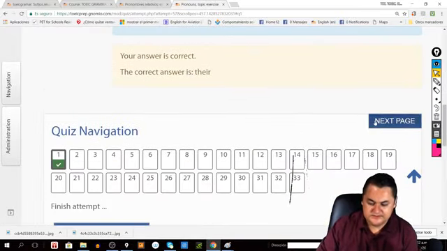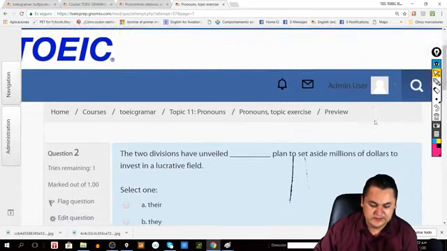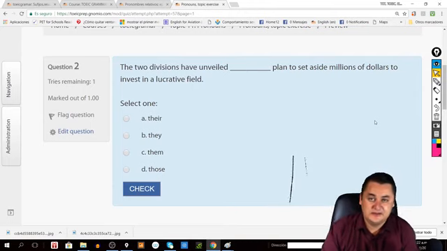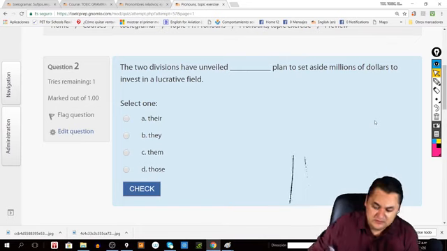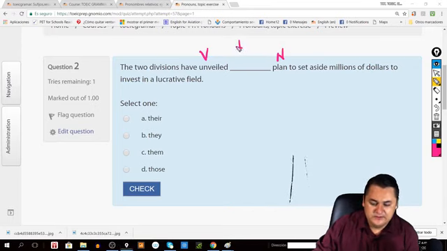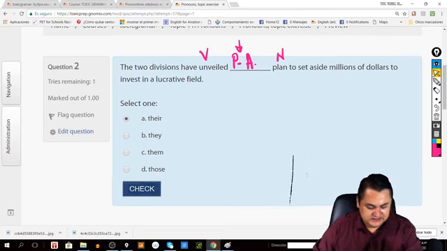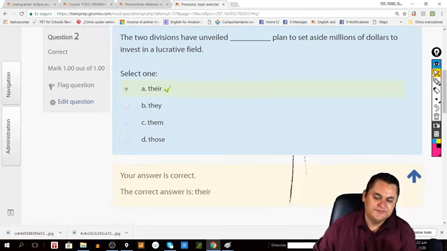You can try next. And we have this. The two divisions have unveiled. That's a verb. And then we have the word plan, which is a noun. Again, if we have a verb and a noun in the middle, we need a possessive adjective. The possessive adjective from these words is the word their. The two divisions have unveiled their plan.